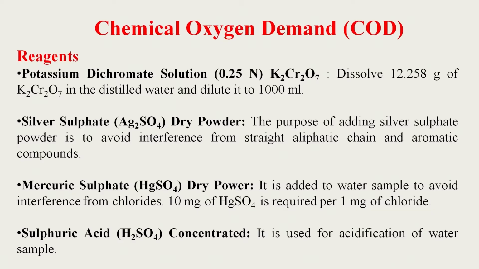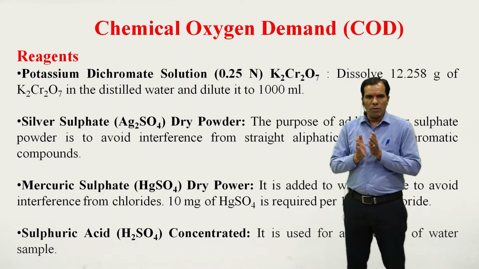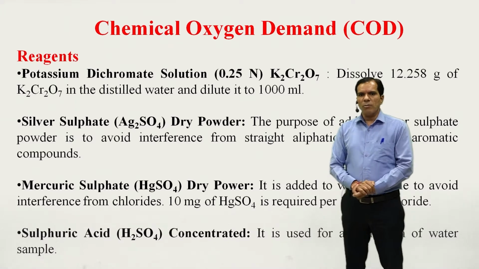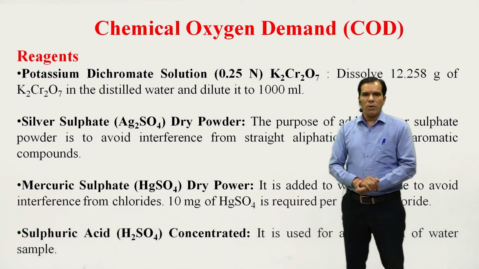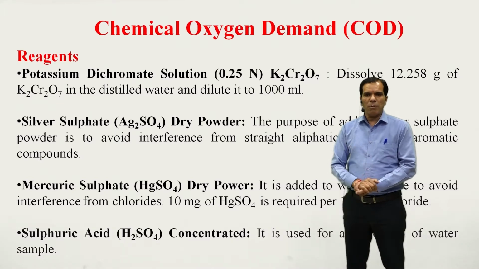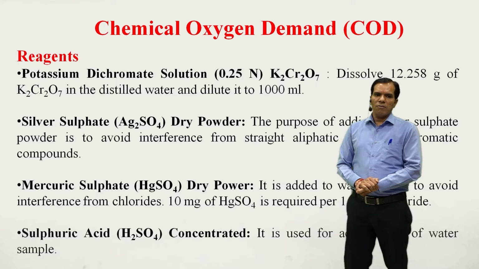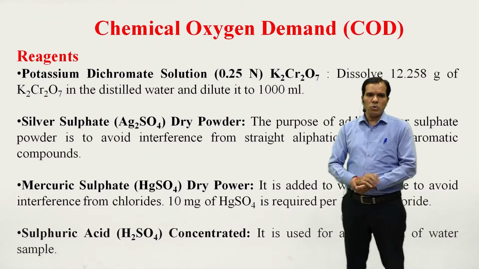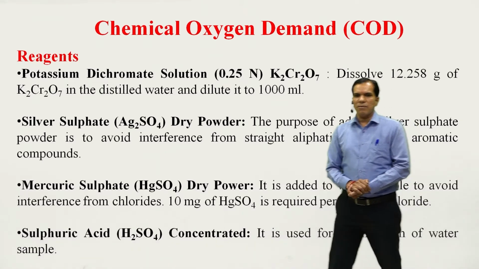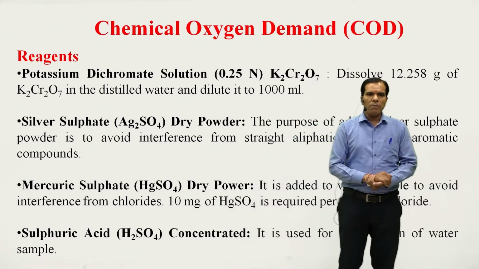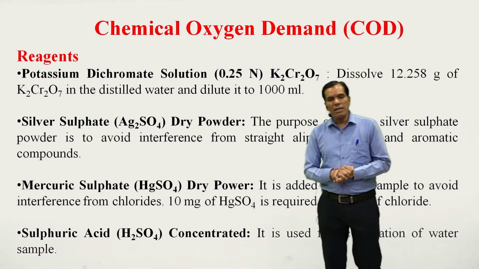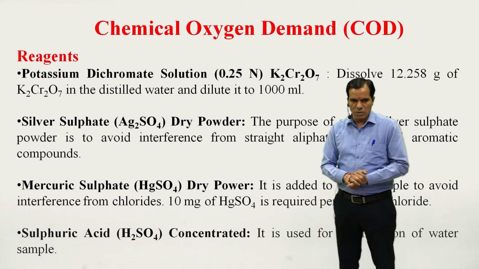Now I will come to the reagents required to perform this experiment. Potassium dichromate solution: we require 0.25 N potassium dichromate solution. This solution can be prepared by dissolving 12.258 gram of potassium dichromate in 1000 ml of water. Now, silver sulfate. Silver sulfate is generally used as a dry powder. The purpose of adding silver sulfate powder is to avoid interference from straight chain aliphatic and aromatic compounds.